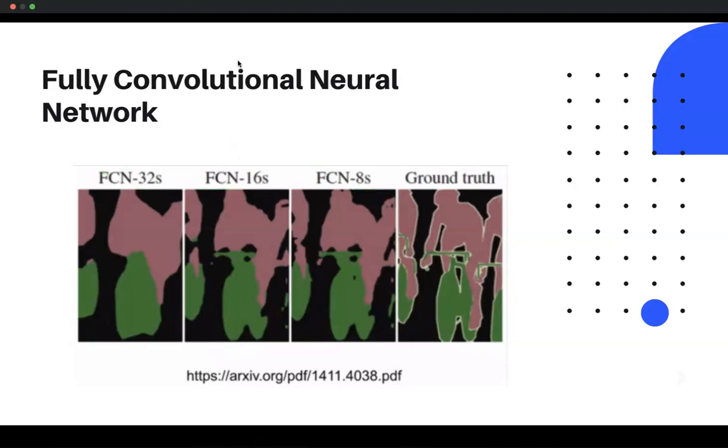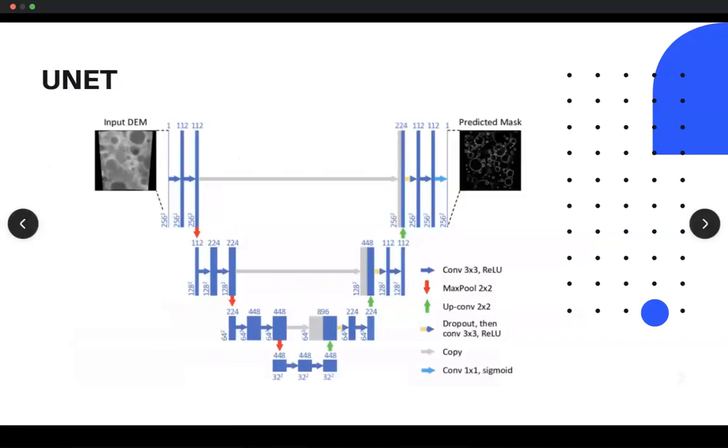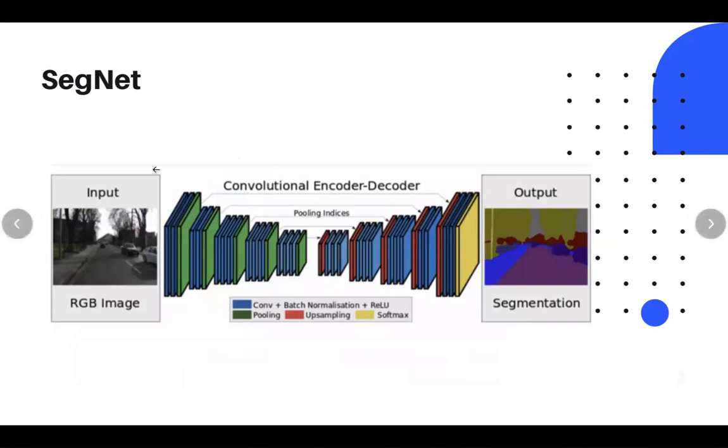Of course, fully connected convolutional neural networks are not the best thing for segmentation. And this leads us to the next part, which is SegNet, which is just a very small intro to UNet, which is the architecture we'll be spending most of the time with. But SegNet is basically a simple concept.